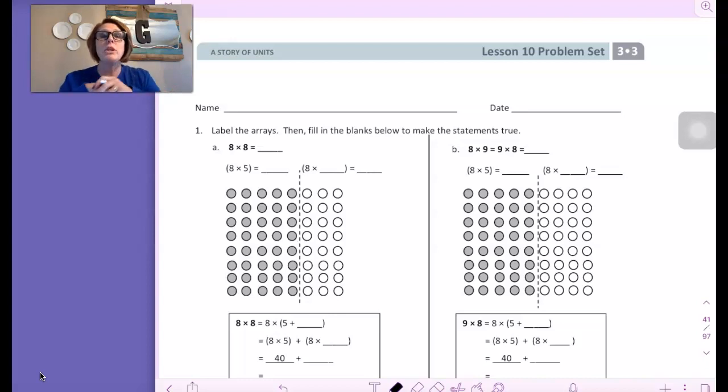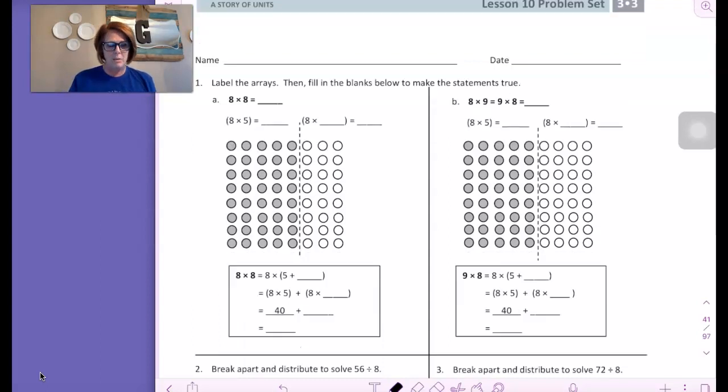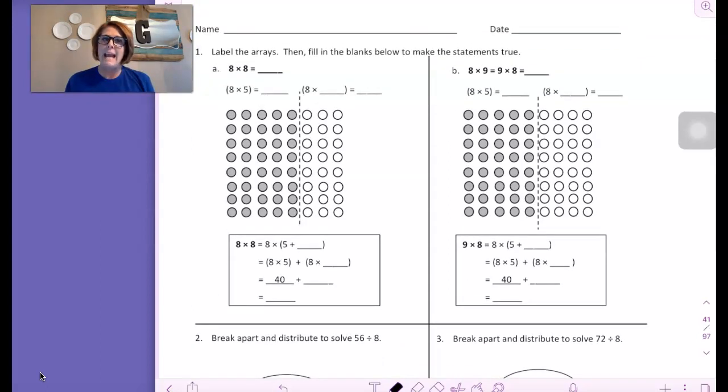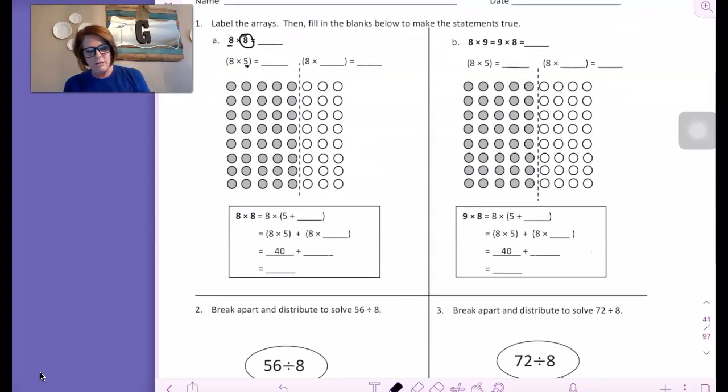So lesson 10, we're using the distributive property, which means we're taking one of the numbers out of the multiplication sentence and breaking it up into smaller numbers, and then multiplying both of those numbers by the other factor, okay? So let's take a look at 8 times 8. We're going to start with number 1a, 8 times 8. So we're going to break this apart. We're going to keep the 8, but we're going to break this 8 apart into two other factors, okay?